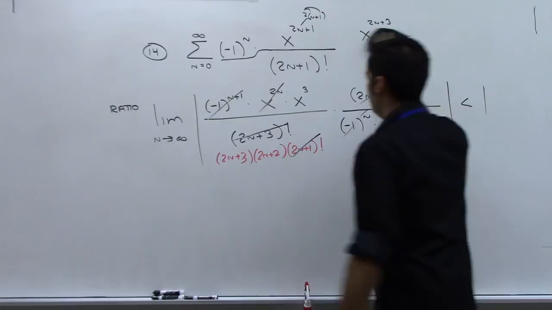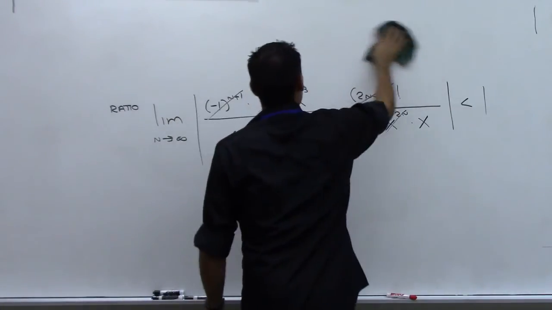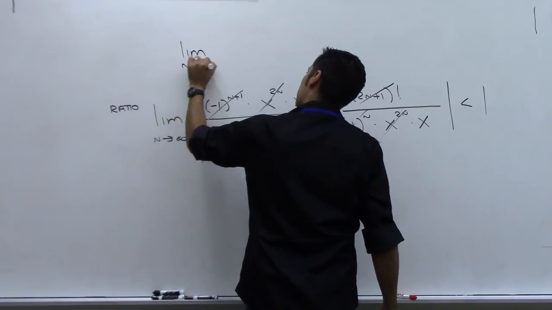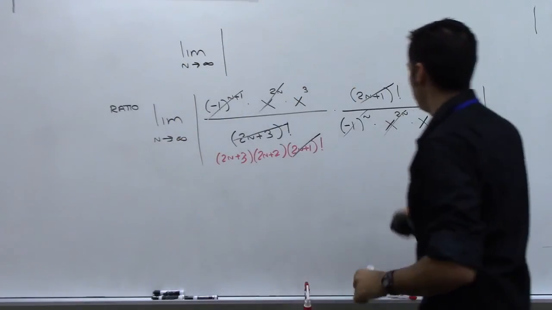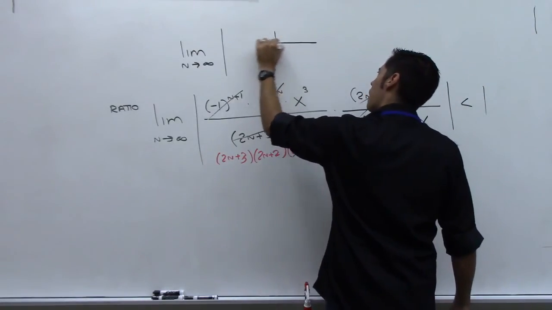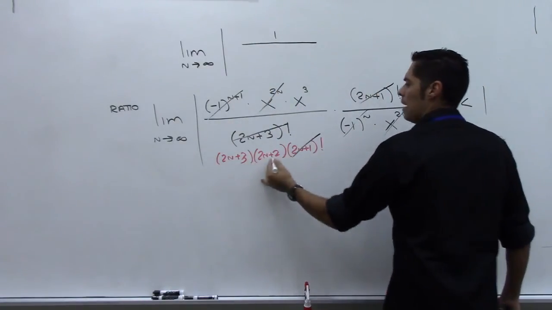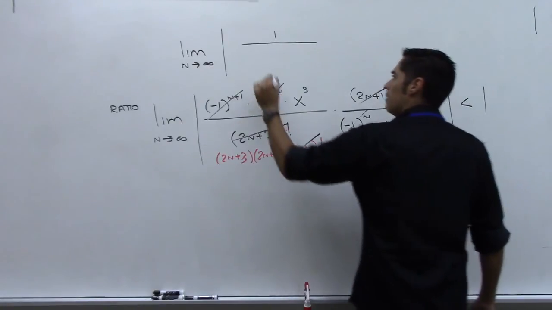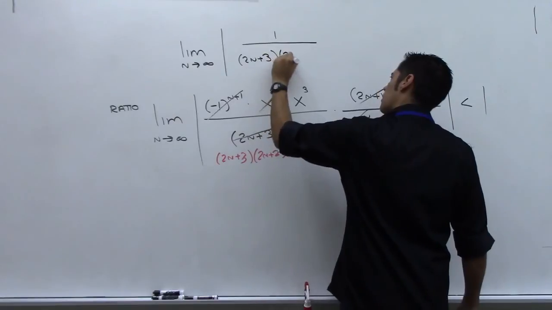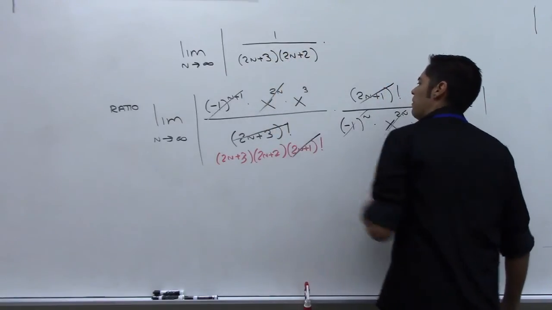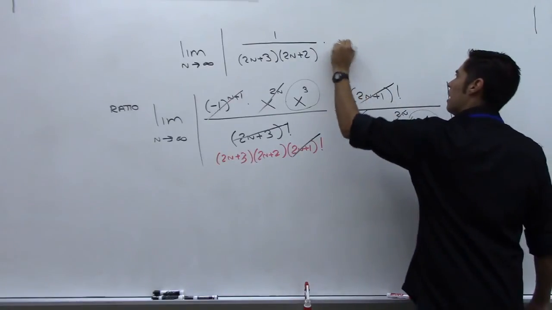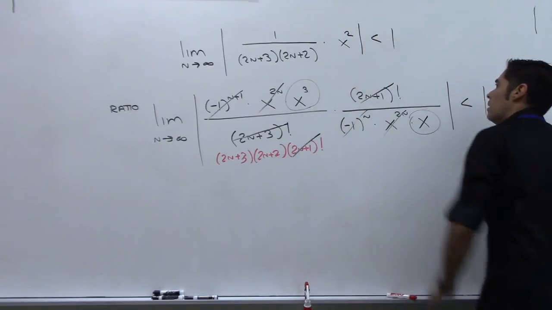So now my new limit looks like this. I have limit, n goes to infinity of all my n's first. Well, I just have a 1 on top. And then the other things with n right here, 2n plus 3 times 2n plus 2. And then as far as x's, I have x cubed and x. And when I put those together, I get x squared. I need this to be less than 1.